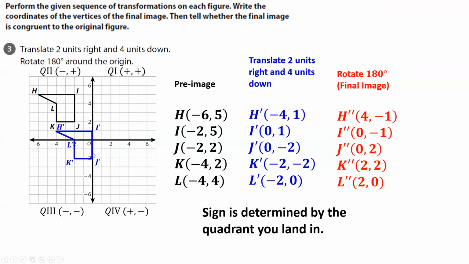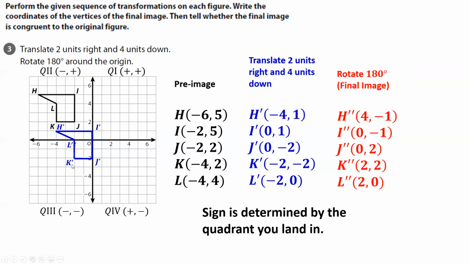Same thing with J prime. That one lives on the negative y-axis. So when we rotate it 180, it's going to go from 0, -2 to 2, 0, and then to 0, 2. So J prime will land up here.